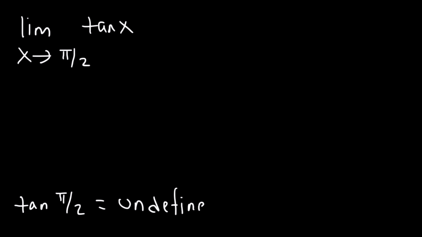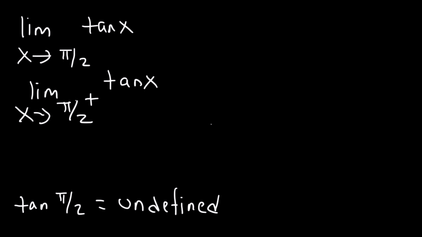Therefore, we need to check the left and the right side. Let's start with the right side of tangent. Let's approach pi over 2 from the right. Pi over 2 is basically equivalent to 90 degrees. So if we want to plug in a number that's close to 90 from the right side, we need to try 90.1. Now feel free to put your calculator in degree mode.